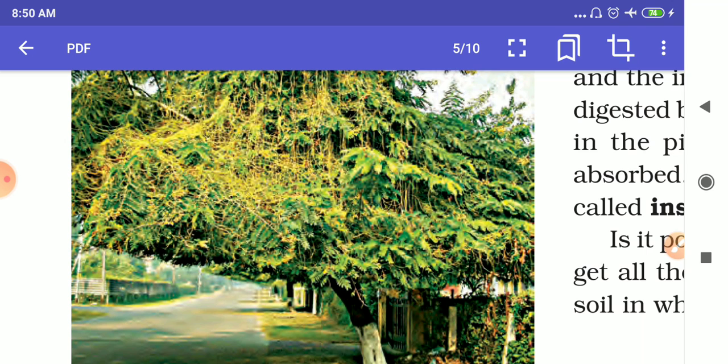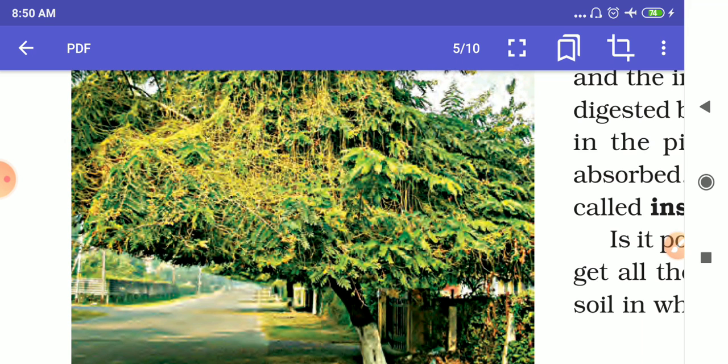Now the question arises, what are parasites? How are they benefited from the other green plants? Parasites are those plants or animals which live inside or on other plants or animals to get their food. Parasites are those plants or animals which live inside the animals or inside the plant, or on the animal or on the plant, for their food.